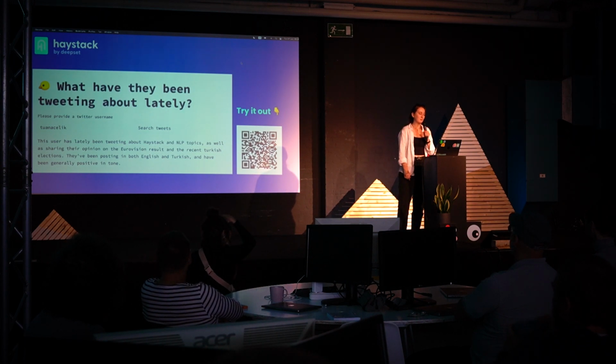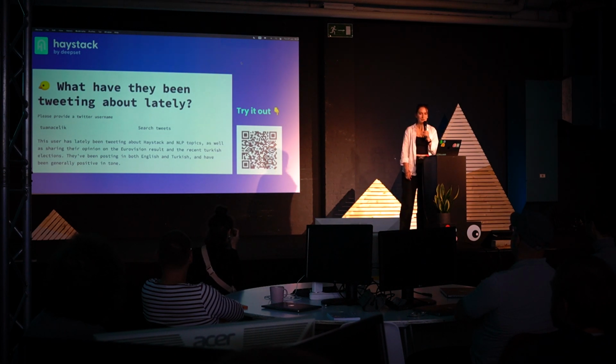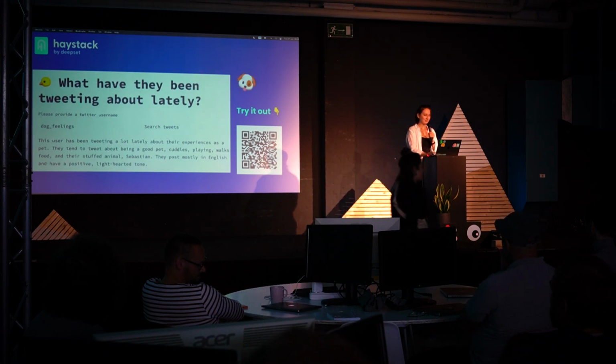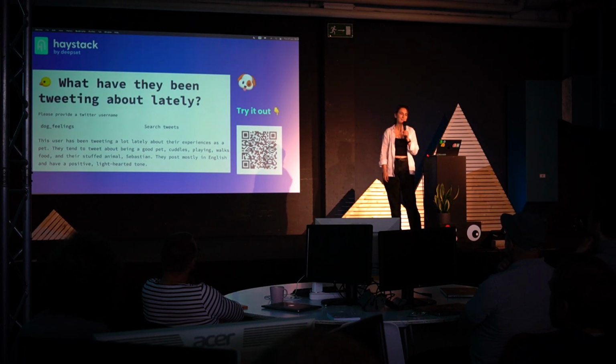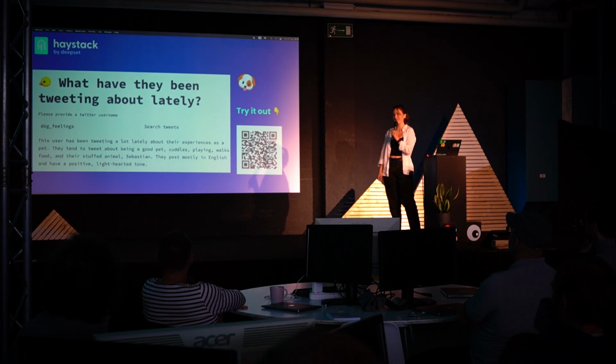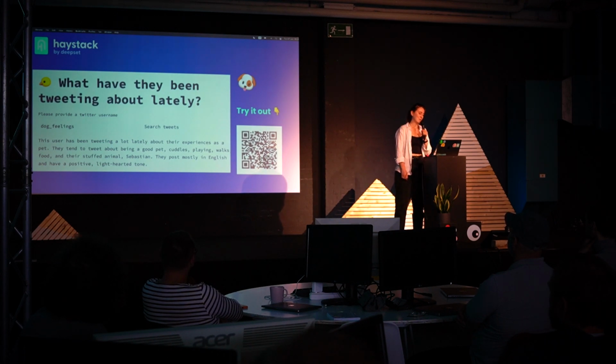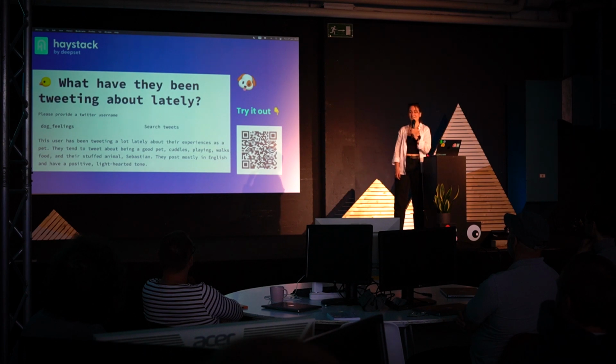And this has resulted in something like: this user has lately been tweeting about Haystack, NLP, Eurovision, all accurate, English and Turkish, all accurate. Another funny one, because I'm going to come back to this hopefully at the end, as another example for another LLM application. If you haven't seen this Twitter account, I found out about it a few days ago, and it's hilarious. It's called Dog Feelings, and it says this user's been tweeting a lot about their experiences as a pet. They tend to tweet about being a good pet, etc., etc.